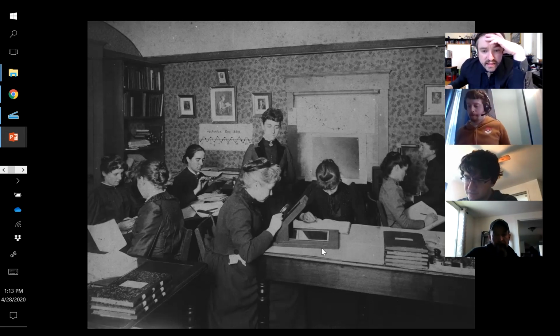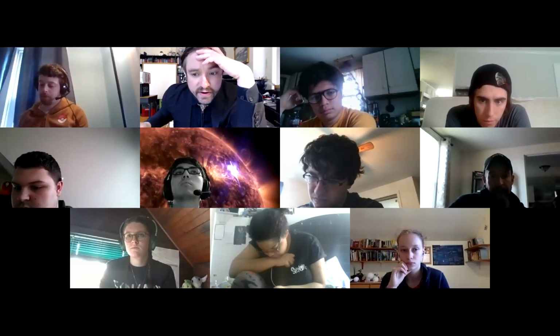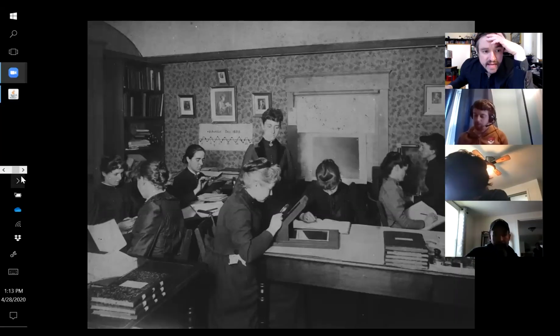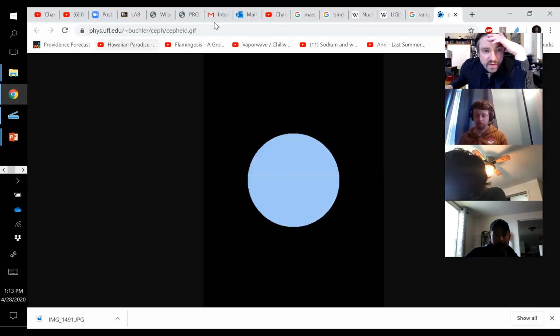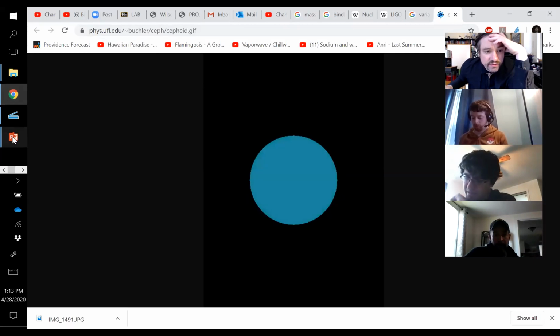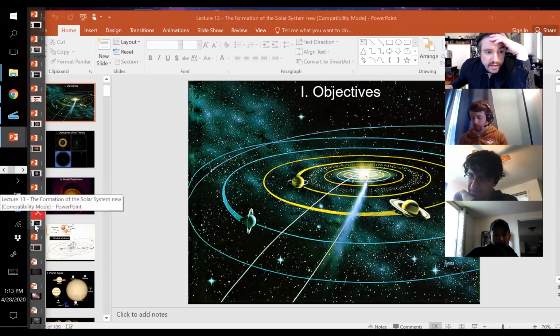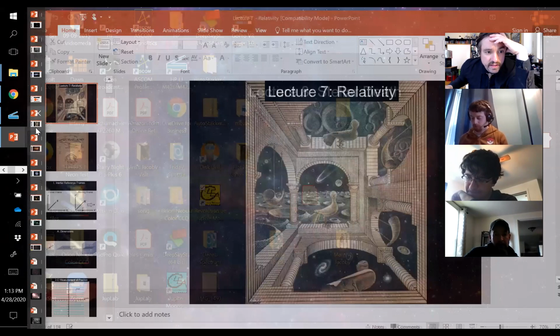One of these ladies who was the first person to discover the variable stars is now an astronomer of great legend, and her name was Henrietta Swan Leavitt. I think I have a picture of her in one of my later slideshows. Hold on a second, guys. Let me see.